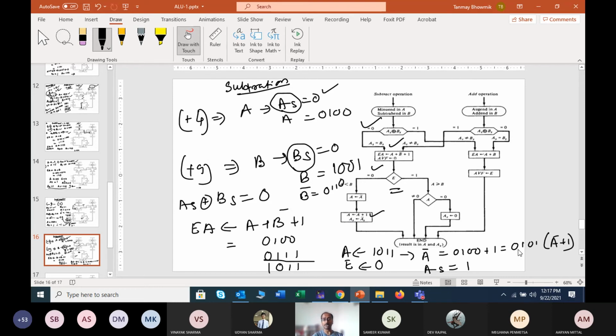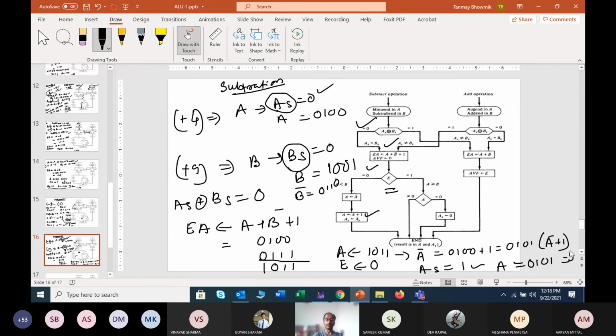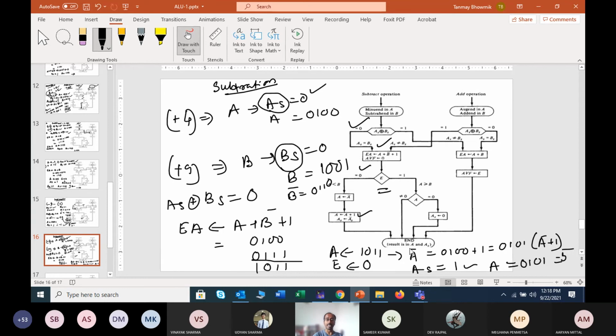So now what should be your result? In your AS there is a 1 and in your A there is 0 1 0 1. It is actually 5, and it is actually the negative sign, that means negative 5. So you can consider that if you write 4 minus 9, you can simply answer this as minus 5. So this was another example.